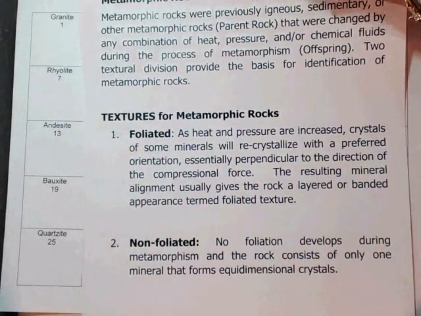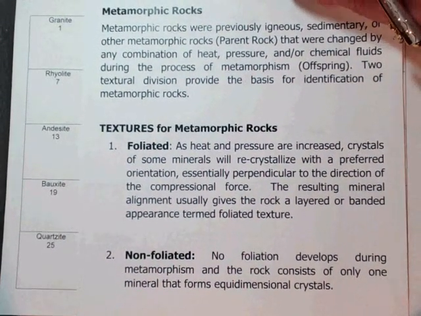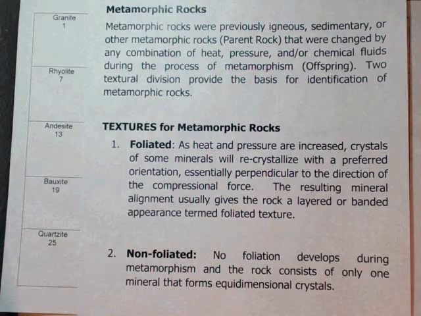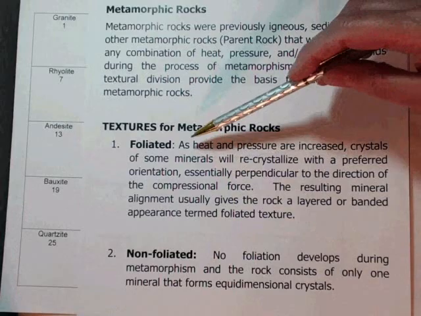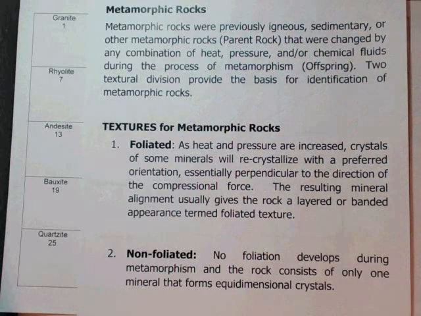Okay, in looking a little closer at those textures, our first texture here is termed foliated. What's happening here as the heat and the pressure begin to get increased, it will act on our minerals in our crystals and recrystallize them with what they call a preferred orientation. So an alignment of our mineral crystals will change, and essentially they are perpendicular to the direction of the compressional force, that added pressure.